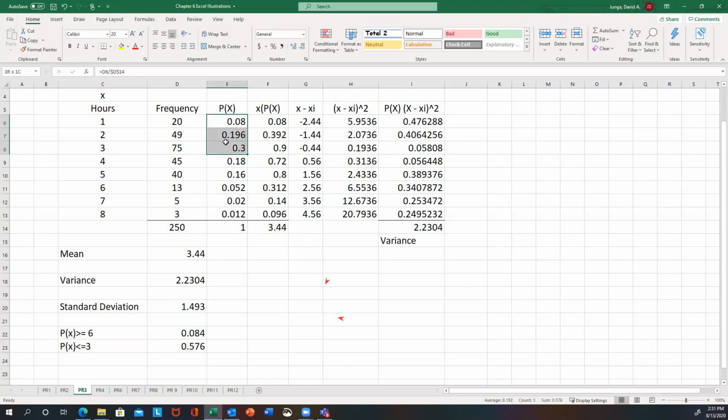Now, when they ask for less than or equal to 3, that's 3 or less, you have to add up these 3. So it'd be 0.08, 0.196 plus 0.3, and that's going to give you 0.576. All righty, so that would take care of this problem.